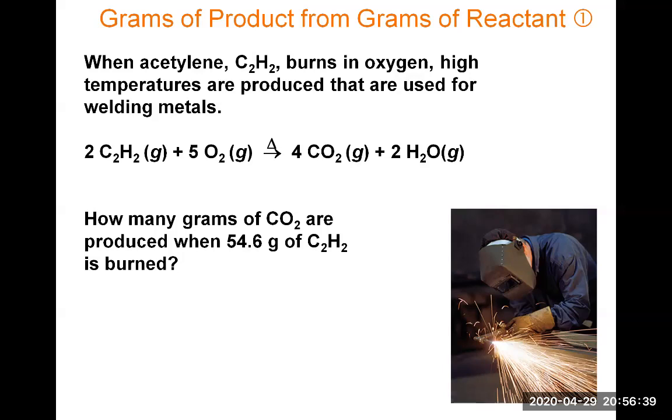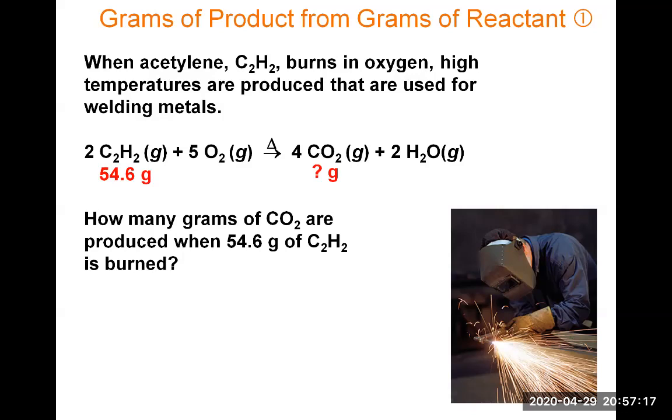So the question is, how many grams of CO2 are produced when 54.6 grams of C2H2 is burned? The given amount here is 54.6 grams of acetylene, C2H2. So I write the mass under acetylene. The question is asking how many grams of CO2. And so under CO2, we will write question mark grams. We want to know how many grams of CO2 are produced.